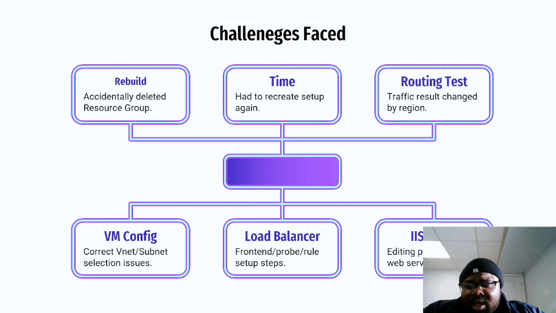Then the VM and VNet configuration. I had issues with the subnet, which I was able to figure out. Then the load balancer, where I had issues with the front end, the probe, the rule, and the setup steps too. Then the IIS setup. It was a bit slow. The VMs trying to install the IIS web server was slow and all of that. So I don't know whether the fault is from my system or from Azure, but I was able to overcome that.